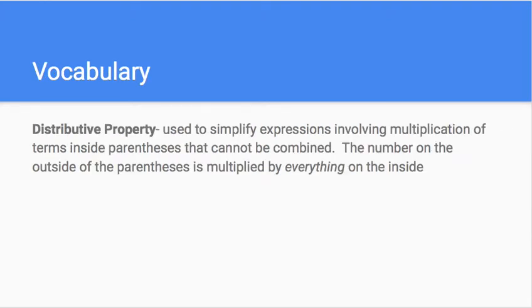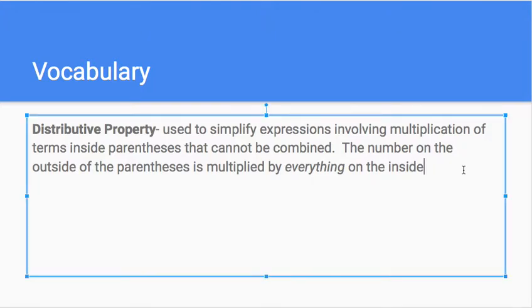So we have one vocabulary term. This isn't really the definition, but it's how it's used. So the distributive property is used to simplify expressions involving multiplication of terms inside parentheses that cannot be combined. And the number on the outside of the parentheses is multiplied by everything on the inside.